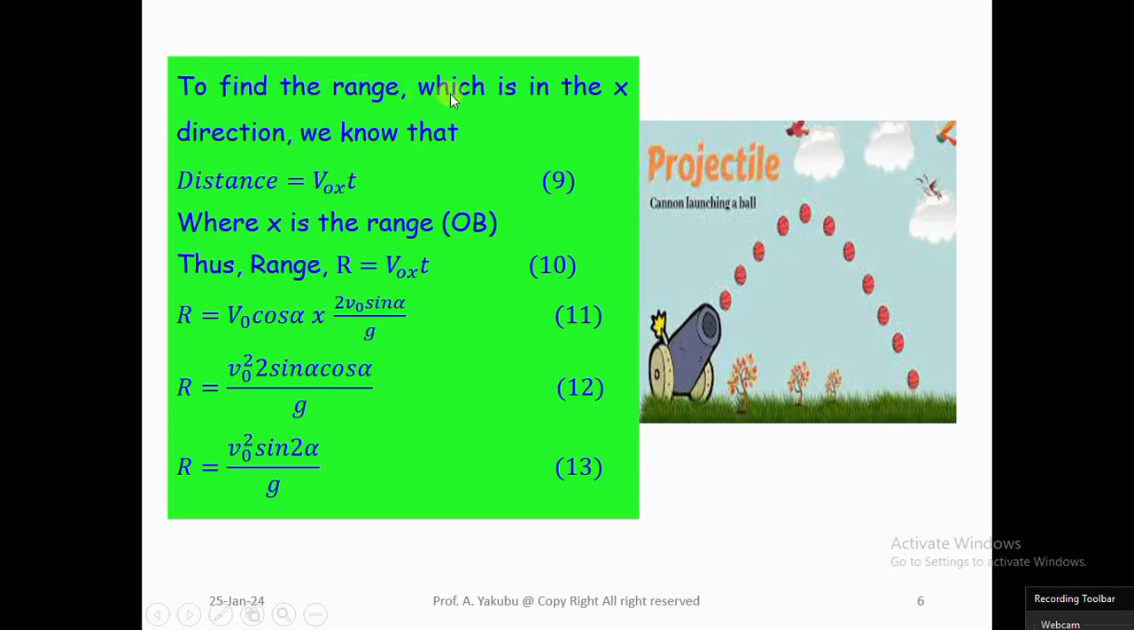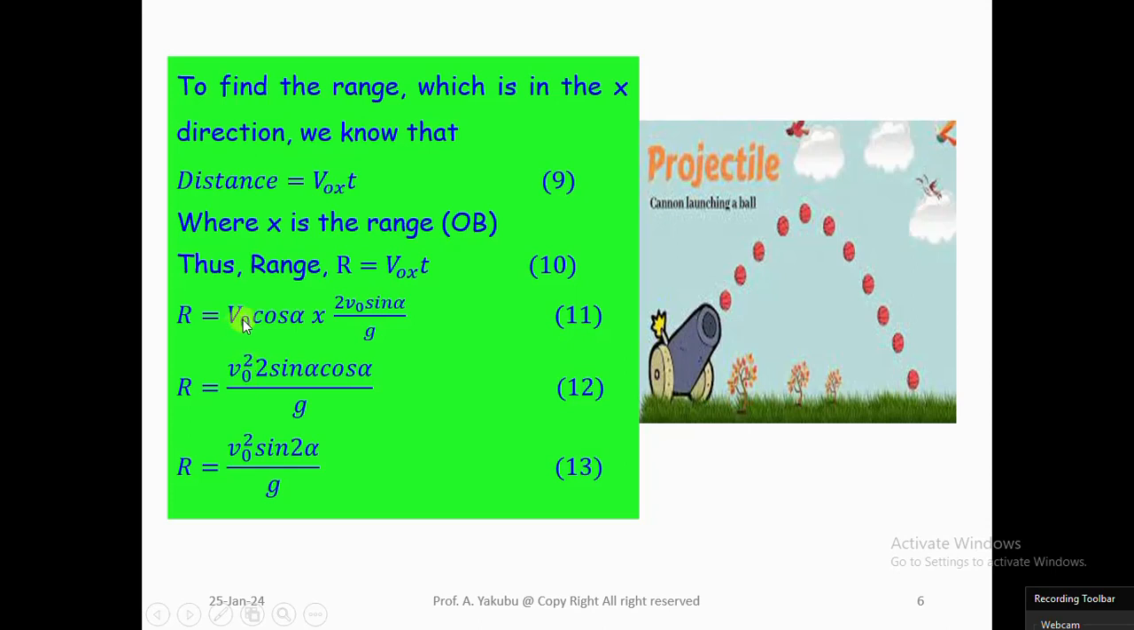So to find the range, which is in the x direction, we know that distance is velocity in the x direction times time, where x is the range, OB. If you go back to the diagram, that was our range. Now it is v naught cos alpha times t. So the range is velocity in the x direction, v naught cos alpha, times the time of flight, which you just found out is 2v naught sine alpha over g.